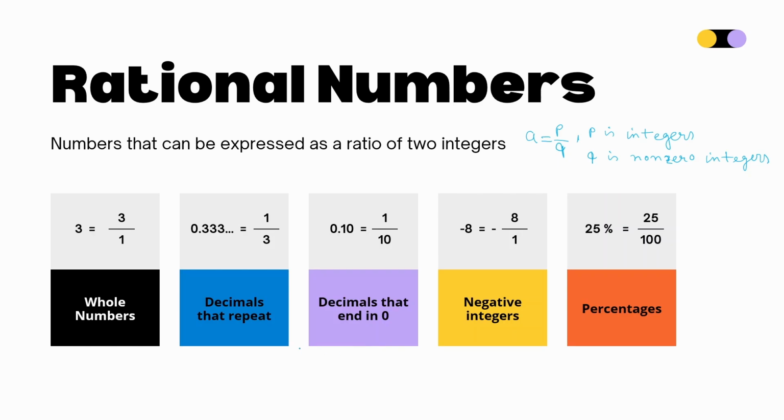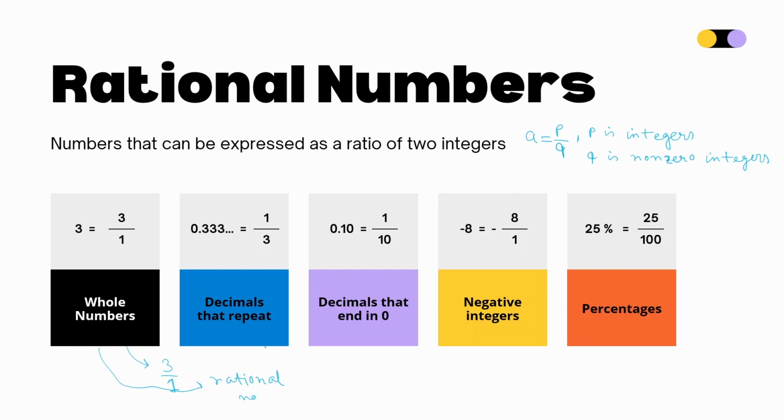So here 3 is a whole number, and it can also be expressed as 3 by 1. It can be expressed in the p by q form, where 3 is an integer and 1 is a non-zero integer. That's why this is also a rational number.